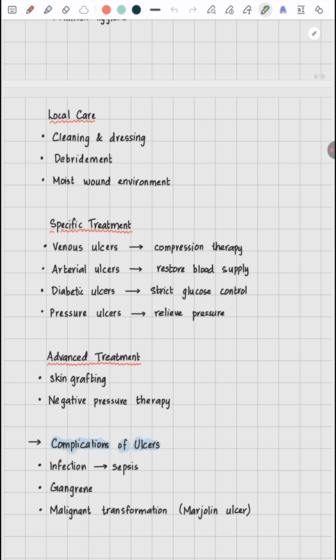To summarize, wounds are acute injuries that generally heal through a well-organized process, whereas ulcers are chronic lesions resulting from failure of this healing process. Understanding the mechanisms, identifying the cause, and applying a systematic approach to management are essential for effective treatment.